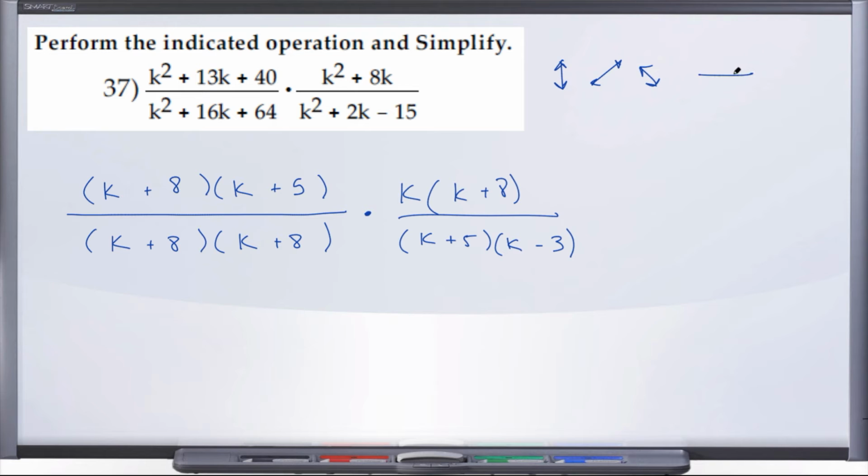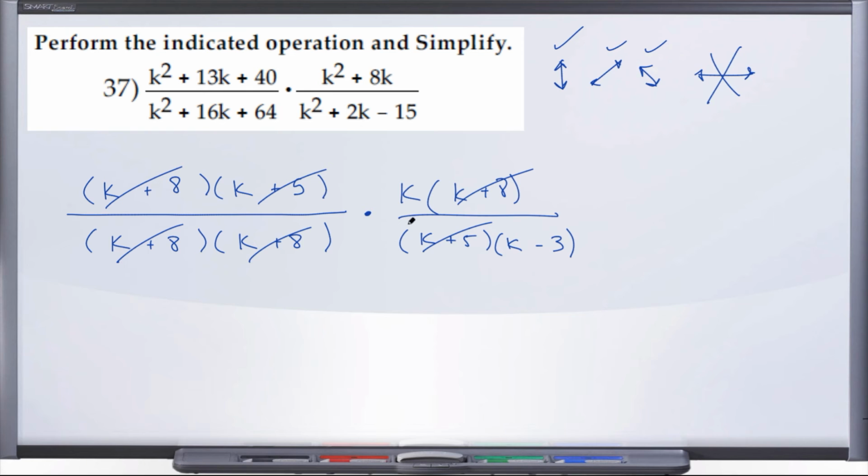You cannot, however, go directly left to right. All right, so this k plus 8 and this k plus 8 we cannot cancel because that would be a left to right movement. All right, so up and down okay, and diagonally is okay, but not straight left to right. So let's see what we have here. K plus 8, gone, right? That was up and down. K plus 8, gone. That was a diagonal. K plus 5, gone. That was a diagonal again.